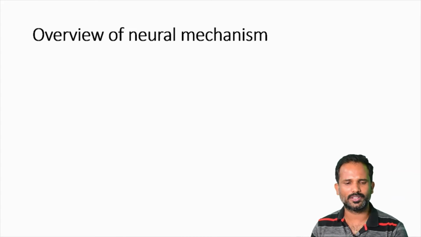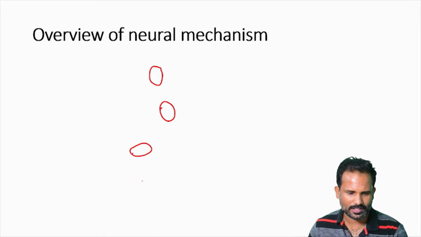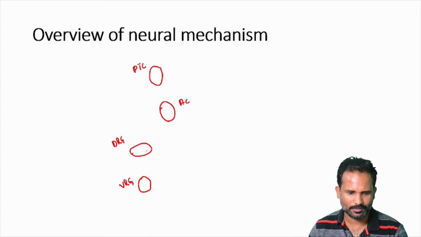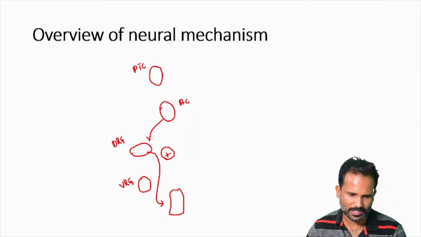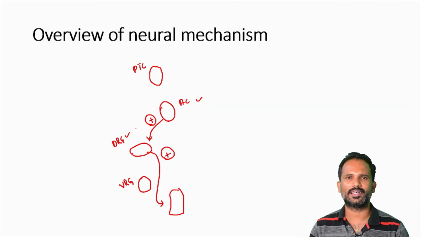Now coming to the overview of this neural mechanism. So we have the pneumotaxic center, apneustic center, dorsal respiratory group, and ventral respiratory group. Now, this dorsal respiratory group is concerned with expansion of the lung. So it stimulates the inspiration. And this apneustic center also facilitates the action of the dorsal respiratory group. So both the apneustic center and the dorsal respiratory group are stimulatory for inspiration.